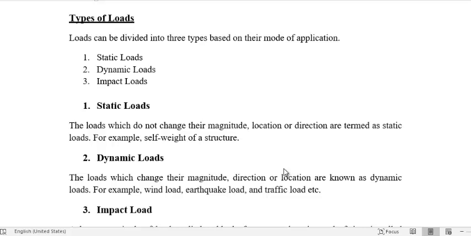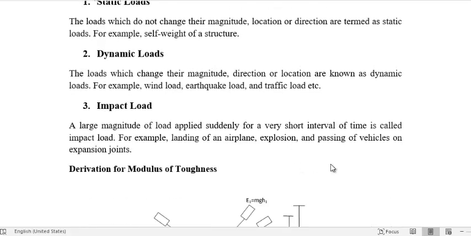And the third type of load is impact load, which is of our concern in this experiment. There are three conditions for any load to be classified as impact load. The magnitude of the load should be considerable, it should act suddenly on the structure, and it should act for a very short interval of time. So we define an impact load as a large magnitude of load applied suddenly on a structure for a very short interval of time.